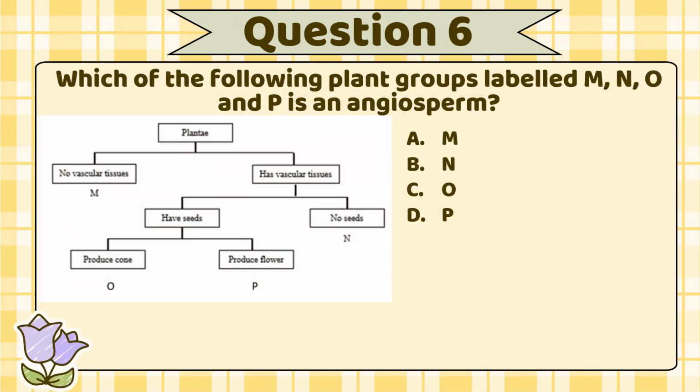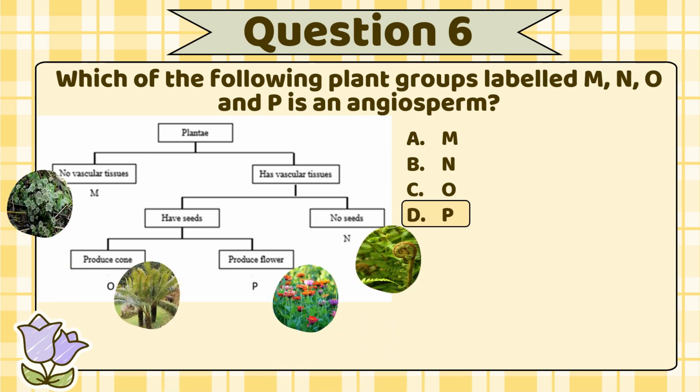Question 6. Which of the following plant groups labeled M, N, O, and P is an angiosperm? So you may have known that angiosperms are flowering plants. Therefore, they produce flowers. So the answer is D, which is P. M is actually bryophytes, while N is pteridophytes. O is gymnosperms.